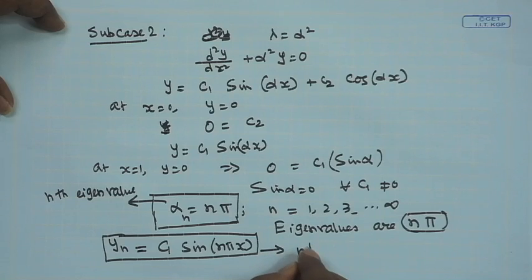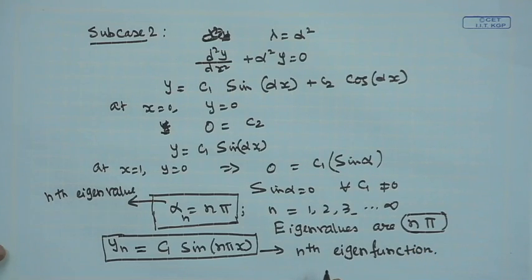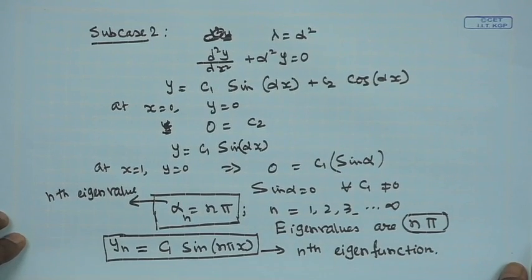So, this is the nth eigenfunction. We have seen in this particular problem that if we have Dirichlet boundary conditions on both boundaries, then for alpha is equal to n pi we will have the eigenvalues, and the corresponding eigenfunctions will be sin n pi x. If we have alpha n is equal to n pi, then only we will have a non-trivial solution for this particular system.